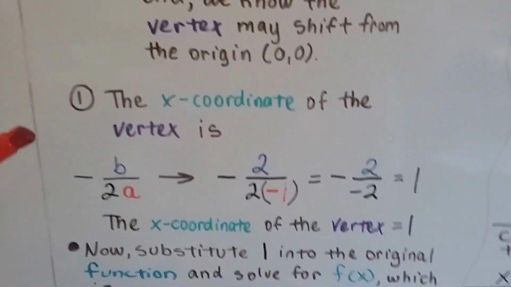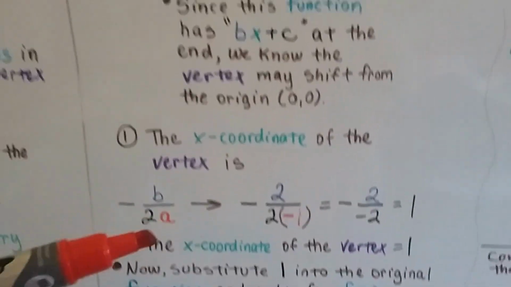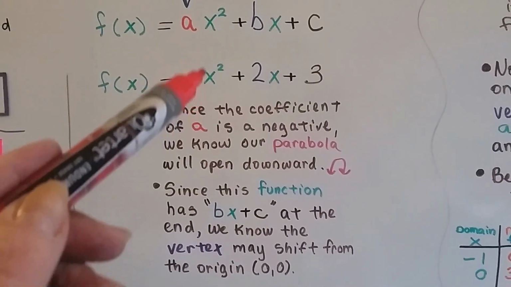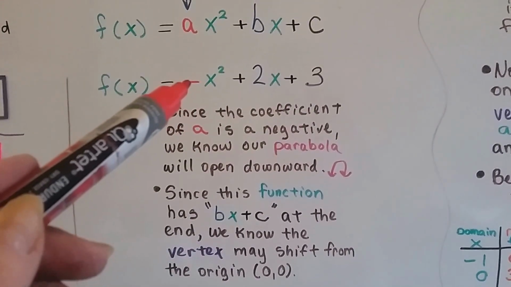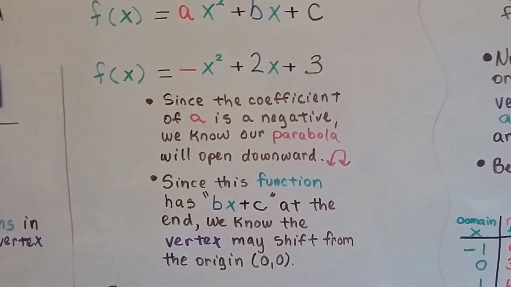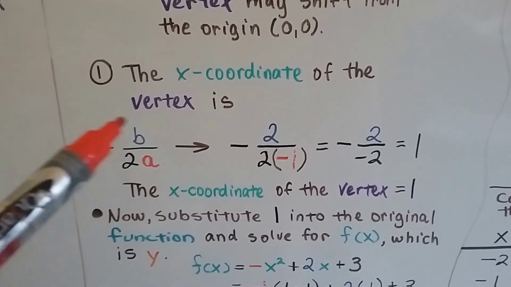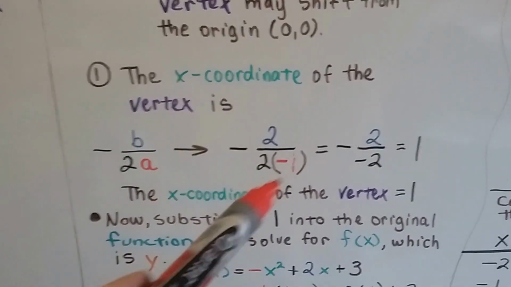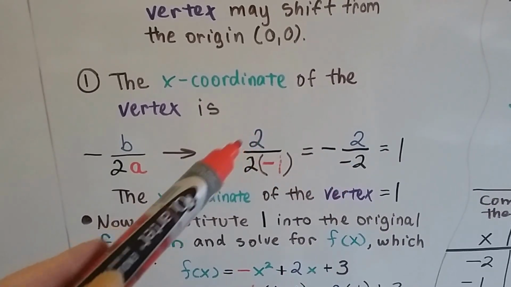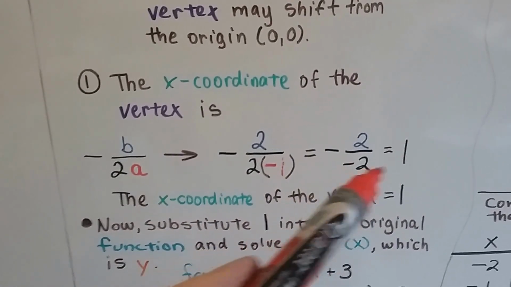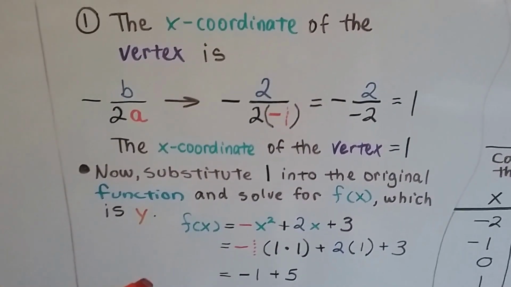So the x-coordinate of the vertex is this formula, negative b divided by 2a, and we've got an invisible 1 here, don't we? So it's a negative 1 x squared. So we've got a negative 1 here, a 2 here, and a 3 here, all right? So a is going to be negative 1, and b is going to be 2. Now we just do a little math. 2 times negative 1 is negative 2, but it's already over a negative, isn't it? So this negative 2 over this negative 2 makes a positive 1. So we know the x-coordinate of the vertex is 1.